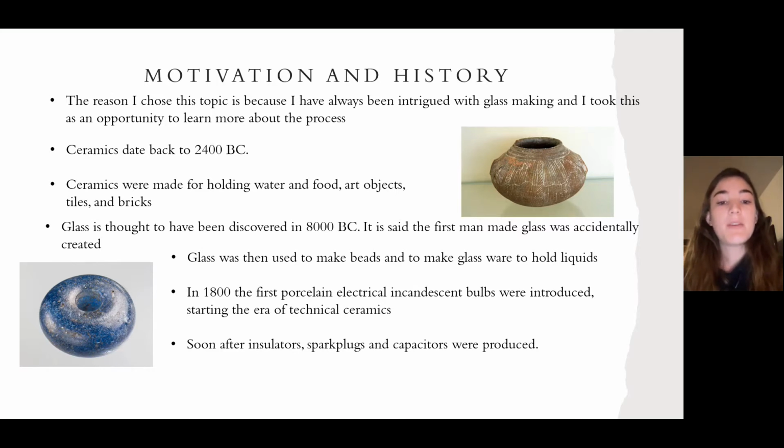Glass was then used to make beads and make glassware to hold liquids and food. On the left is a picture of a glass bead. In 1800, the first porcelain, electrical, and incandescent bulbs were introduced, starting the era of technical ceramics. Soon after, insulators, spark plugs, and capacitors were produced.